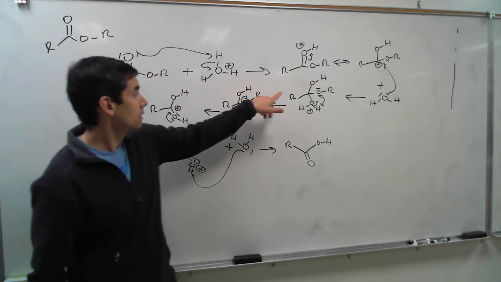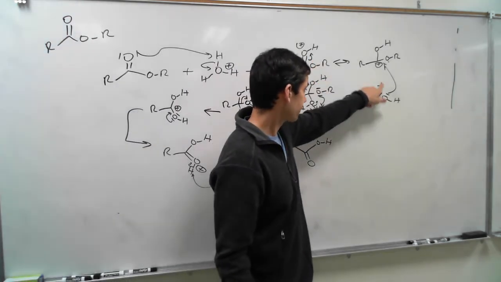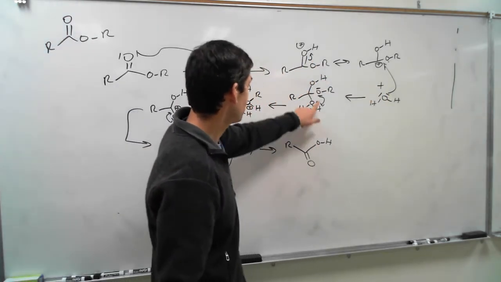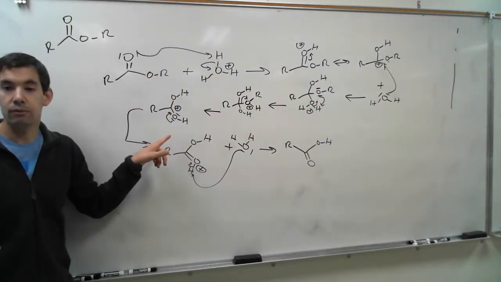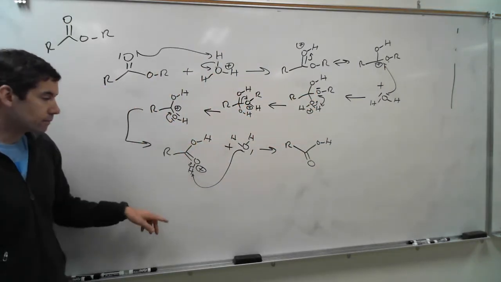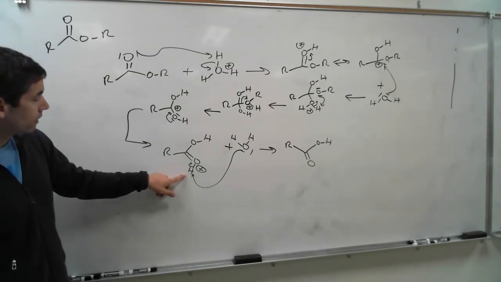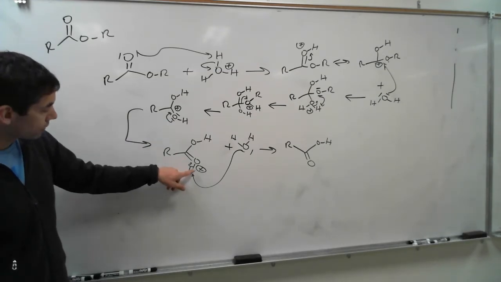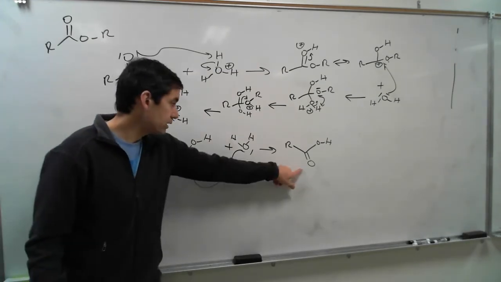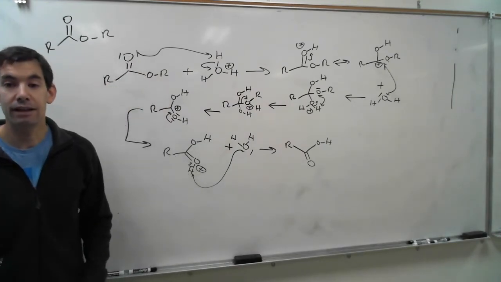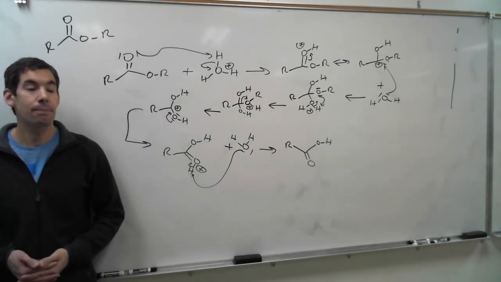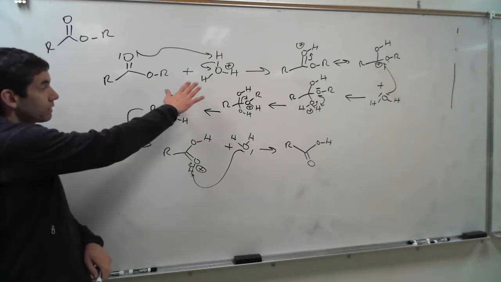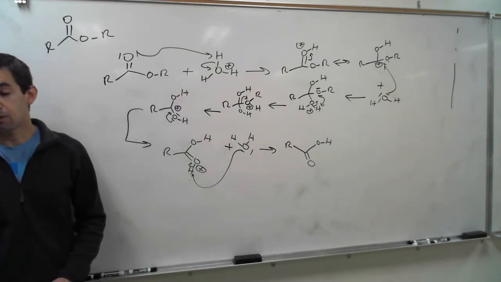Protonate the carbonyl, electrons move up, carbocation, water attacks, proton transfer, group leaves, resonance structure. Get that resonance structure again, right? And then we get our positive charge on oxygen, pull out the proton, and generate our carboxylic acid. Very similar to the mechanism we saw with our aldehydes and ketones. So this is what we can do with our ester under acidic conditions with water.